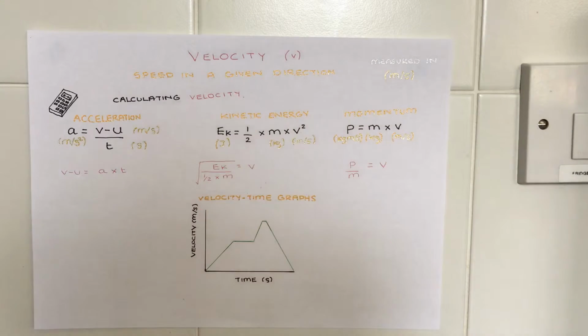Okay, so velocity. A lot of people get confused about what it actually is. They get confused between, is it speed or is it not speed? Because at the end of the day, they are both measured in meters per second. However, velocity is speed in a given direction.